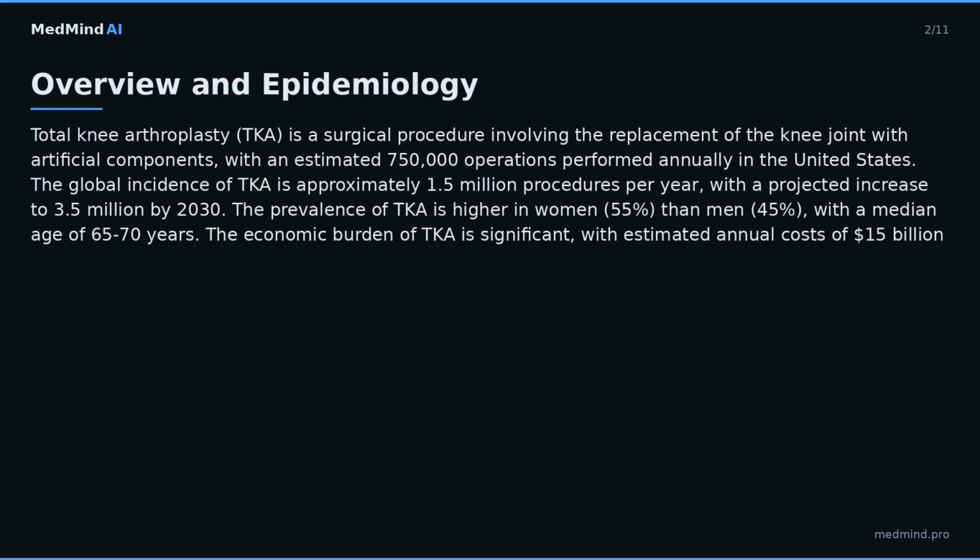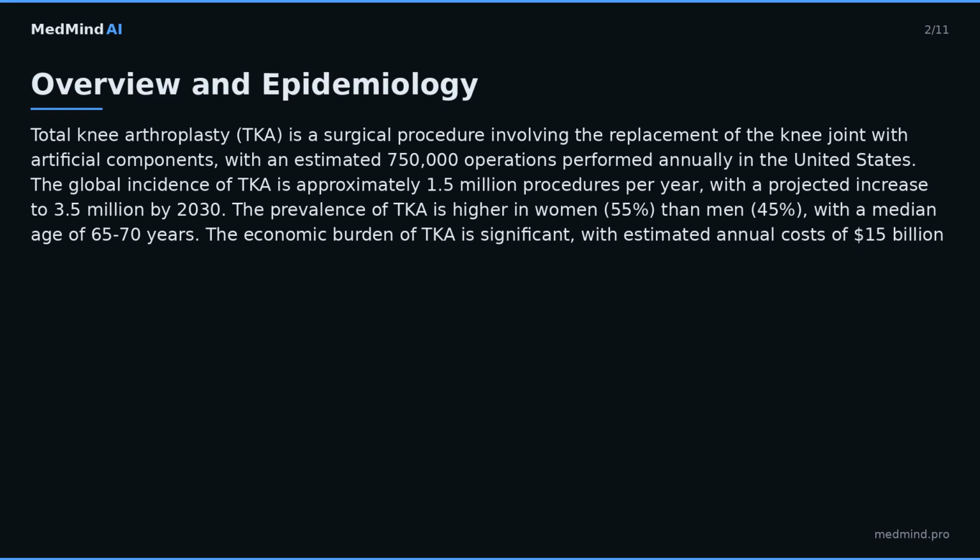Overview and epidemiology. Total knee arthroplasty, TKA, is a surgical procedure involving the replacement of the knee joint with artificial components, with an estimated 750,000 operations performed annually in the United States. The global incidence of TKA is approximately 1.5 million procedures per year, with a projected increase to 3.5 million by 2030. The prevalence of TKA is higher in women, 55%, than men, 45%, with a median age of 65 to 70 years. The economic burden of TKA is significant, with estimated annual costs of $15 billion in the United States alone.